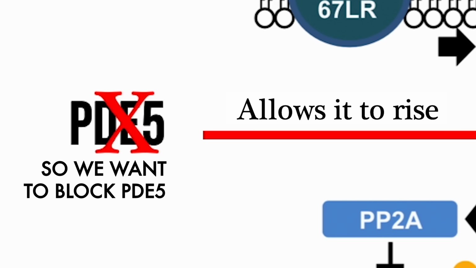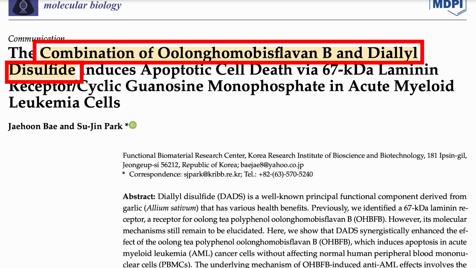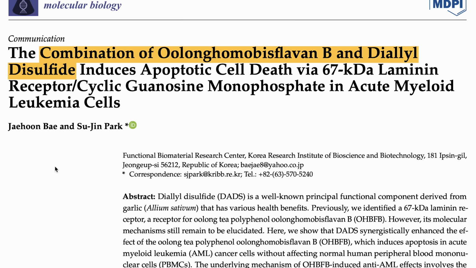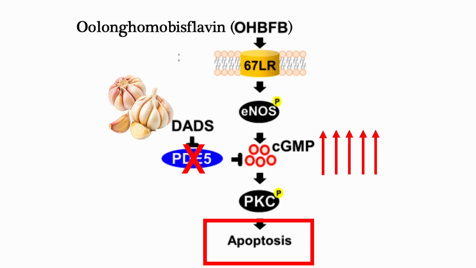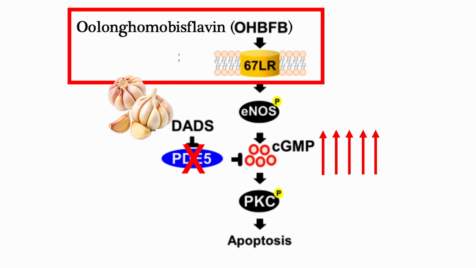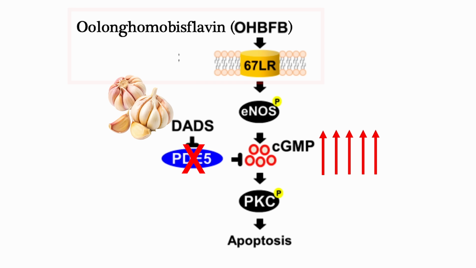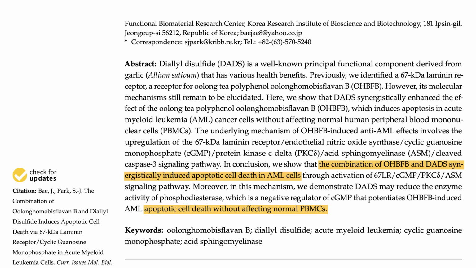What they did is that they combined the application of the oolong polyphenol with a molecule called diallyl disulfide, or DADS. And this is a sulfur compound from garlic that inhibits PDE5 and therefore allows the cGMP to continue climbing and strengthens that self-destruct signal that the oolong tea polyphenol sends to the cancer cell. So in this second study, they used leukemia, and they combined oolonghomobisflavin B with the DADS from garlic. And sure enough, that self-destruct signal intensified significantly. Cancer cells self-destructed while normal cells remained unharmed. And that is true synergy.